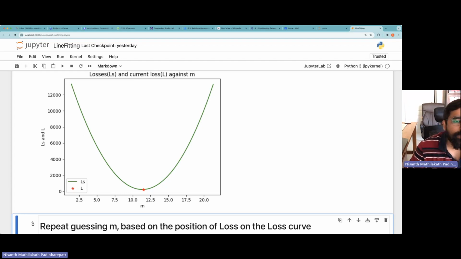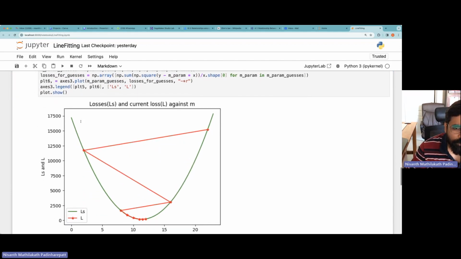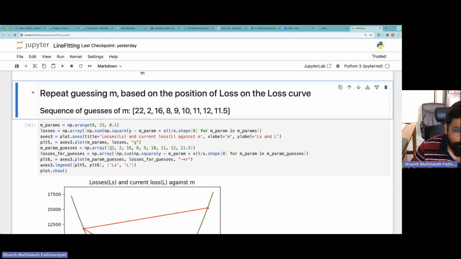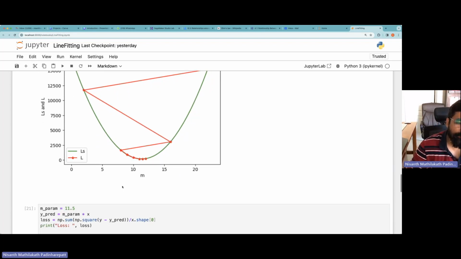Now we will just see this repeating guessing process. These are the values: 22, 2, 16, 8, 9. We didn't go to 9, but almost we did all those. Initially it was like here, then we moved here, reduced the loss, but switched to the opposite side, again switched to the opposite side, then came here. Then we got an idea that we have to increment slowly. Earlier, our jumps were bigger. Now slowly we are jumping, and finally we got this point, that is 11.5, which is very close to the original value, right?